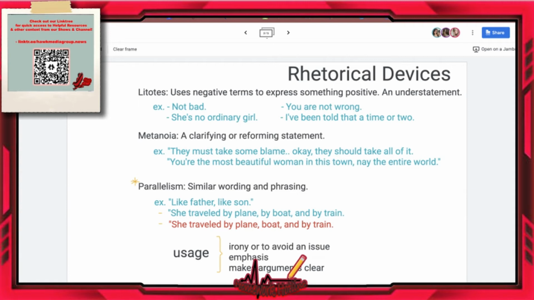Okay, they should take all of it. You've changed your mind mid-sentence. Or by telling someone that they're the prettiest person in town and then changing your mind by saying that they're the prettiest person in the world, you're also clarifying your statement.